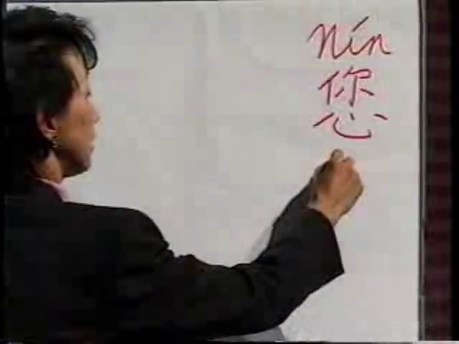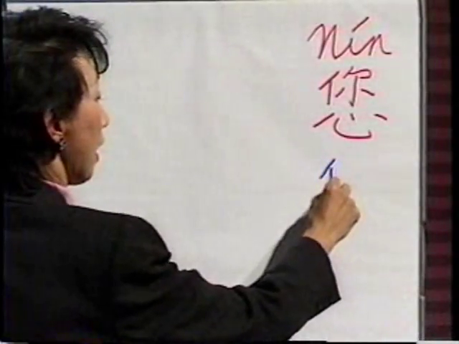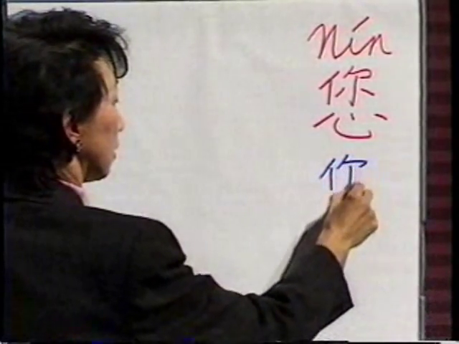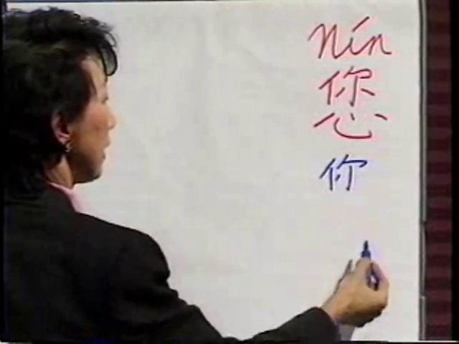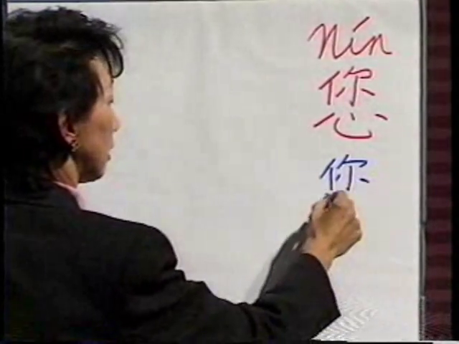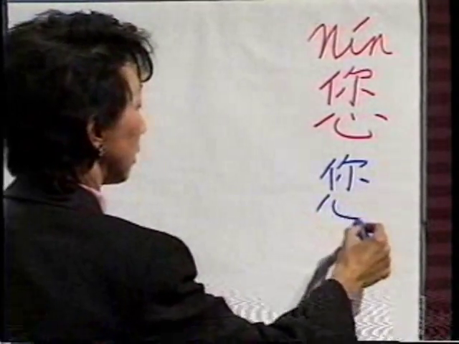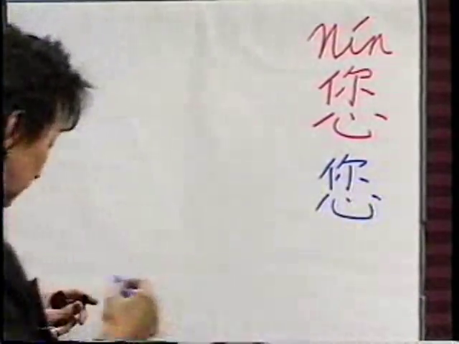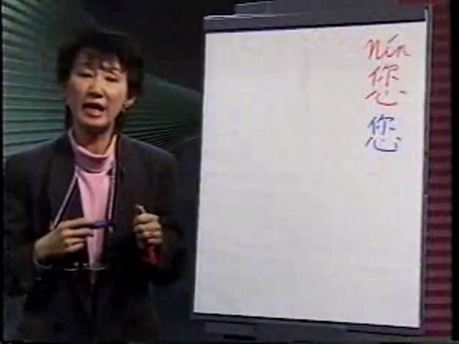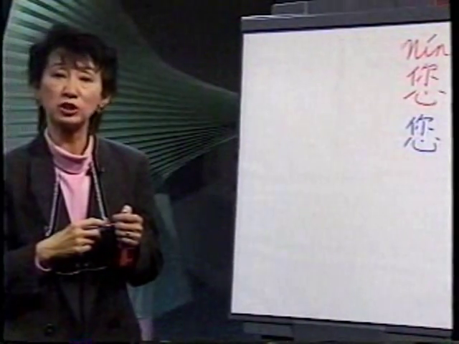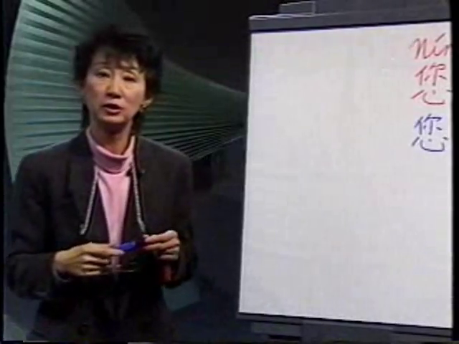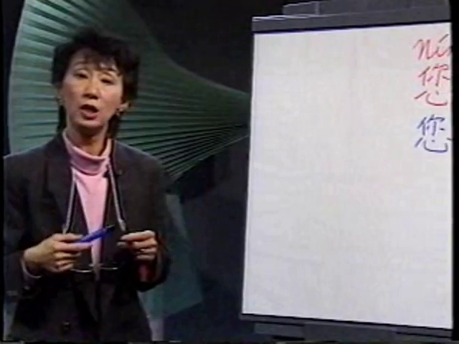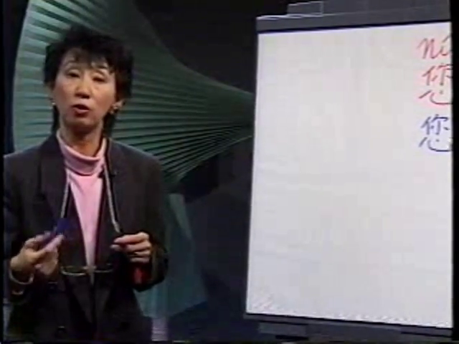Okay. 1, 2, 3, 4, 5, 6, 7, 8, 9, 10, 11. Someone told me, hey, your way to count the number is different from my Chinese friend. They count like 1, 2, 3, 4, 5, 6, 7, 8, 9, 10.